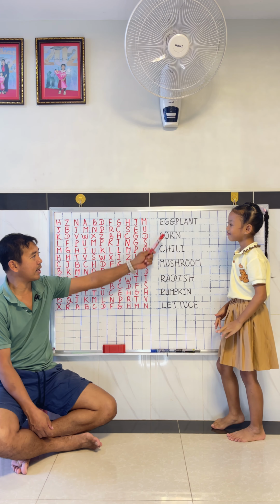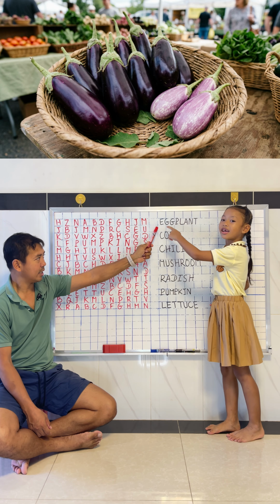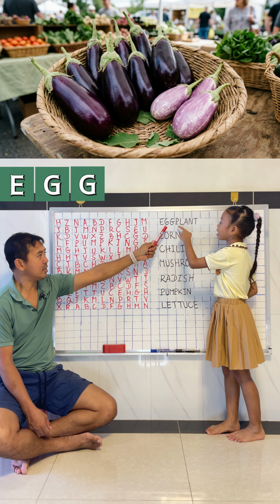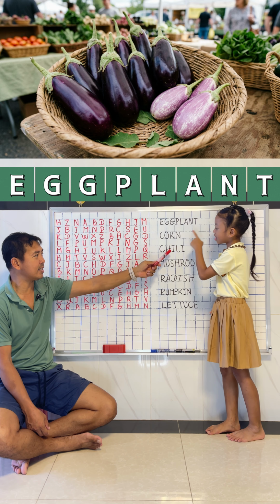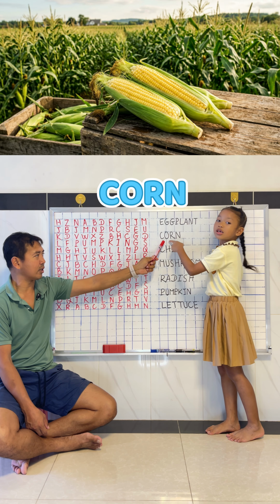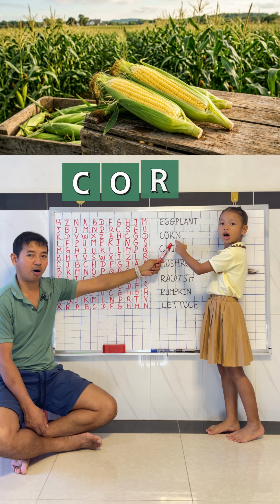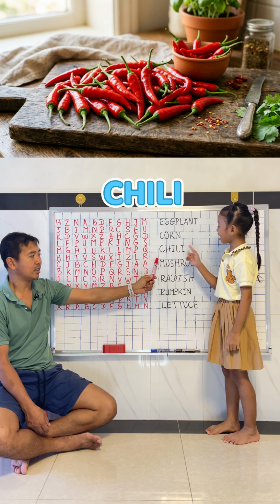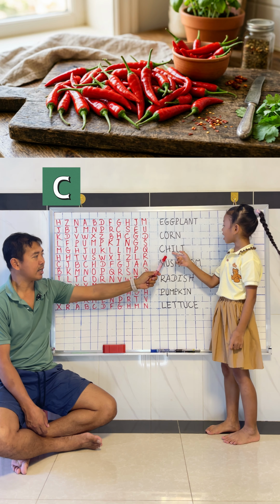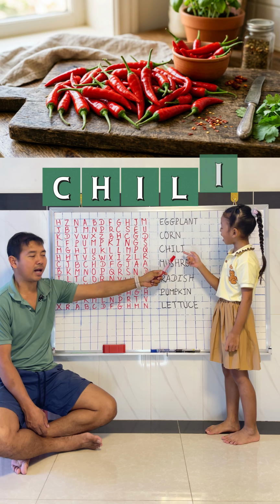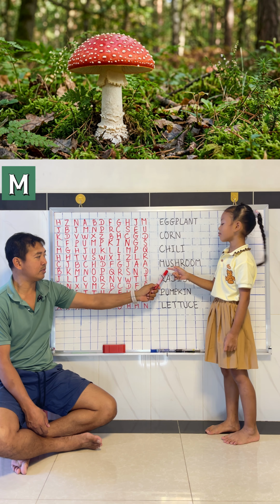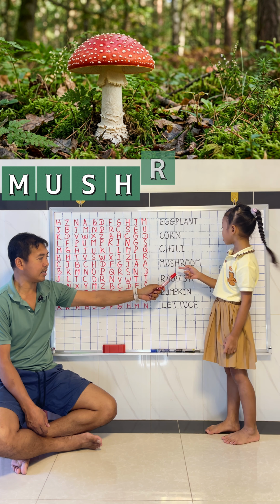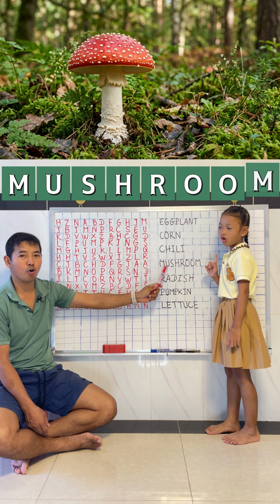So number 1, eggplant. E-G-G-P-L-A-N-T. Corn. C-O-R-N. Chili. C-H-I-L-I. Mushroom. M-U-S-H-R-O-O-M.